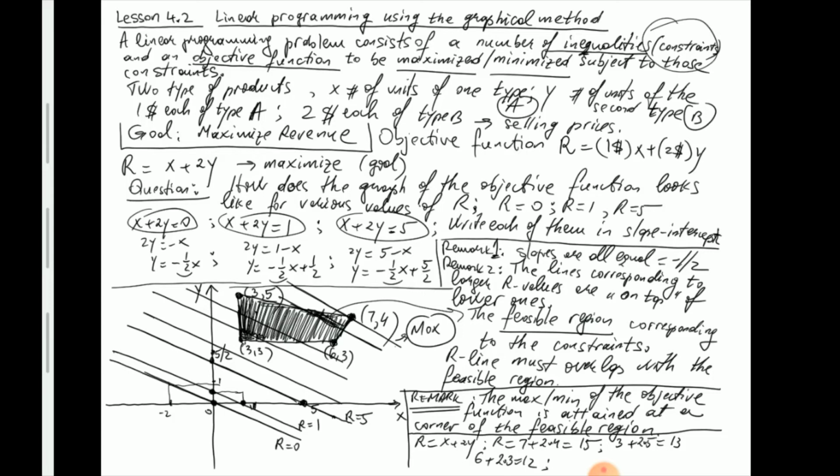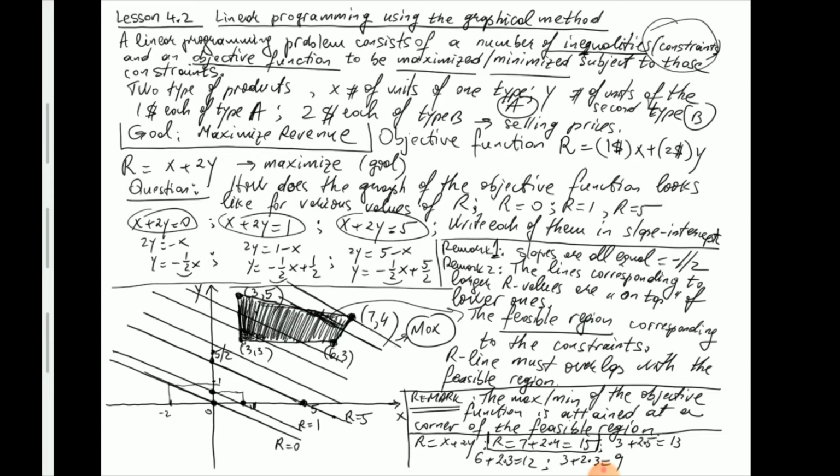And then let's check the other one, 3, 3. So if I plug in, obviously, if I plug in 3 and 3 for x and y, that's 9, so obviously a lower value. So as it happens, this corner gives me the maximum. And so in practice, as you will see later, we don't have to sketch these lines, parallel lines. All you have to do is to evaluate the objective function at a given corner. But this is the reason why.